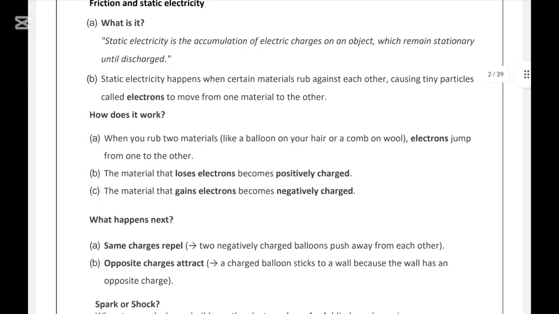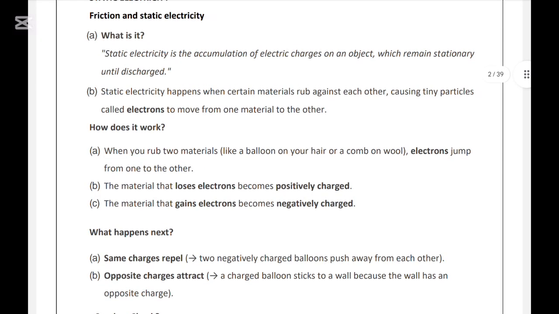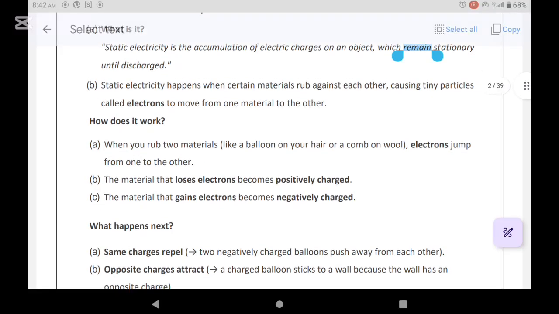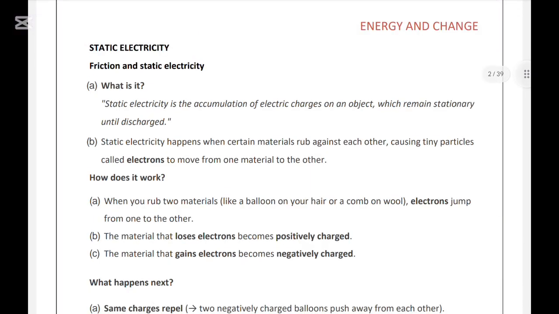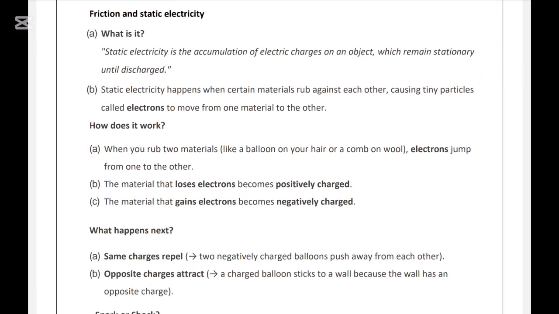Static electricity is the accumulation of electric charges on an object which remains stationary until discharged.